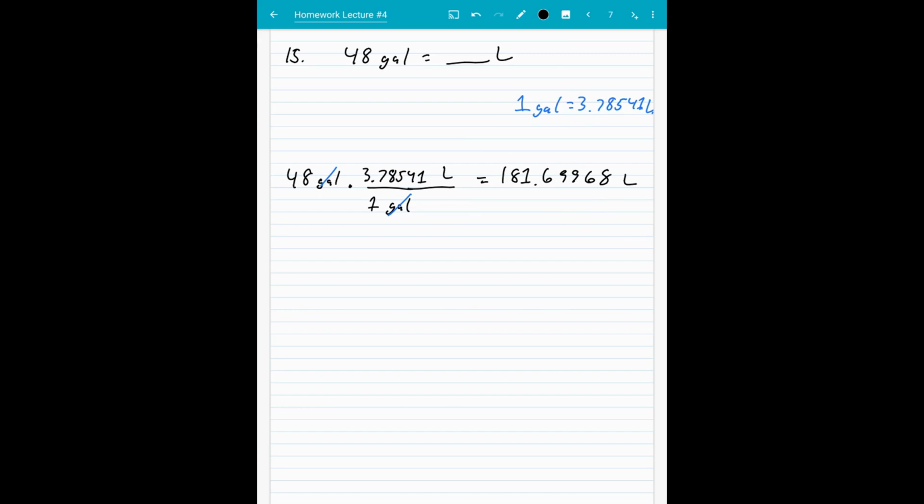On our problem, it says to round to the nearest hundredth place. So round, I'm going to put this little about equal sign. 181 point nearest hundredth place would be 69. So we need to round it, for this is the hundredth place. So this number has to round up. That would make the 9 a 0, which in turn would round the 6 up. So it'd be 70. So we get 181.70 liters.